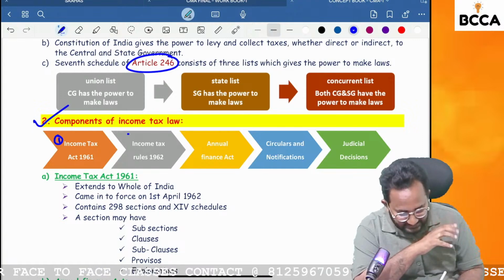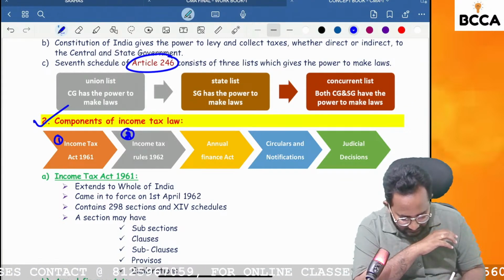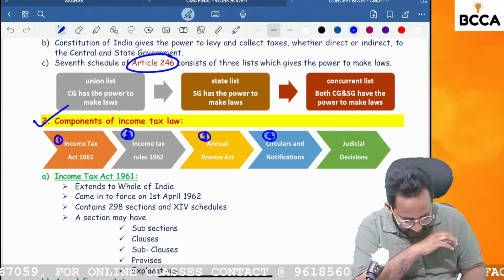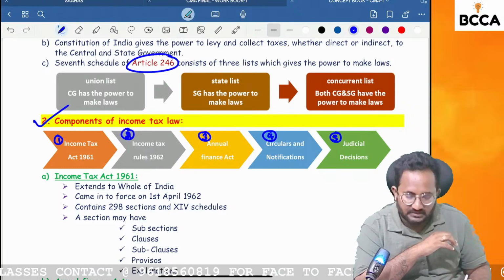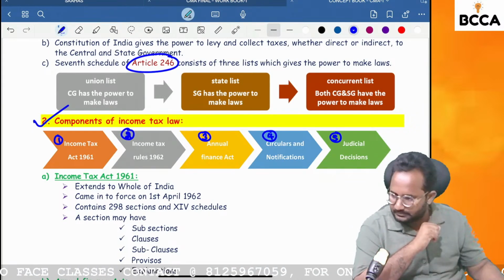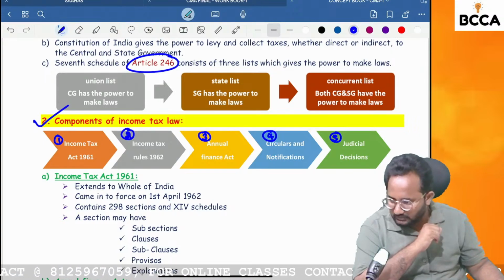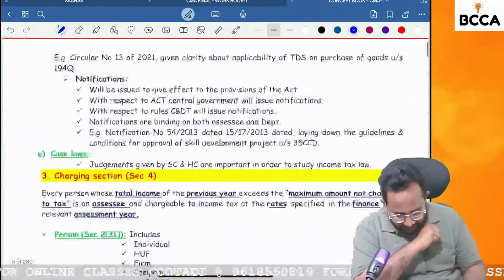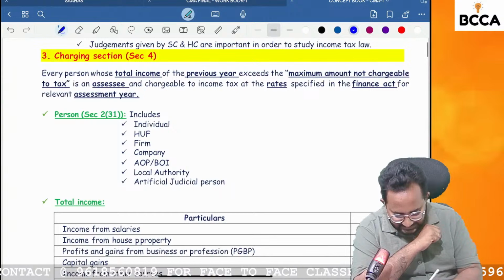Income Tax Act 1961, Income Tax Rules 1962, Annual Finance Act, Circulars, Notifications, Judicial Decisions. That is only what we can call case laws. After the completion of that, we started with the charging section.